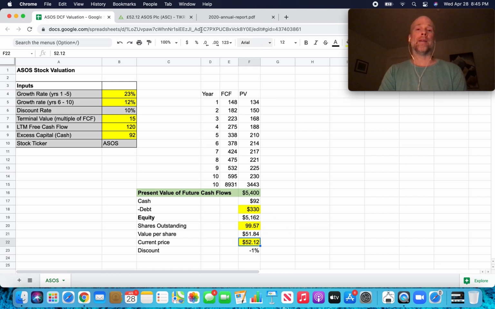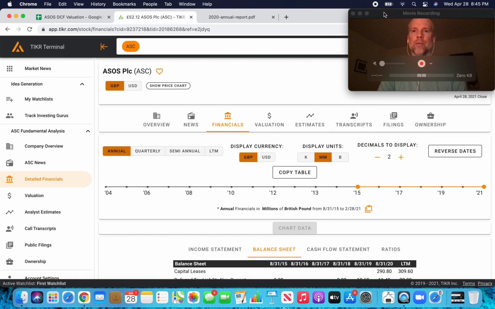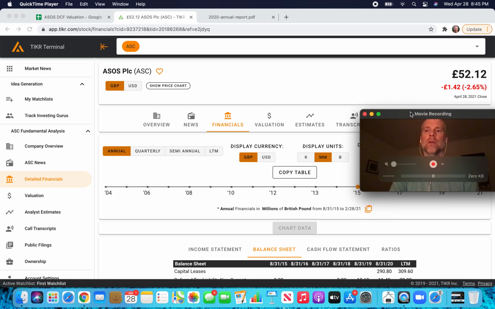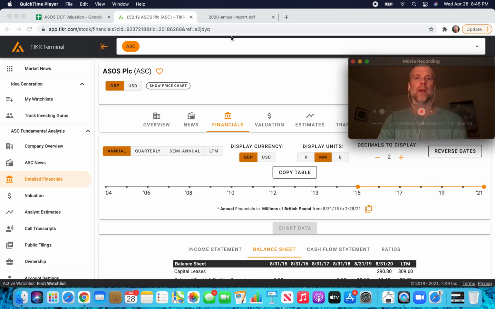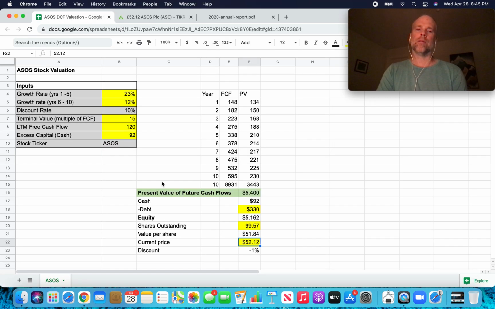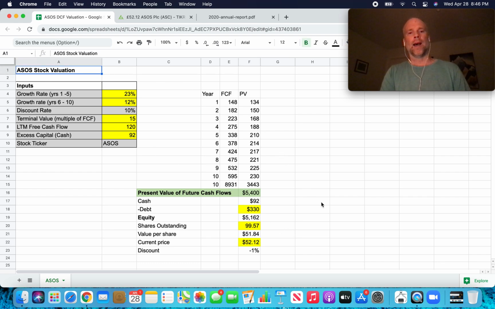The current price we can see here is, let me move this right back here, 52.12 British pounds, okay? 52.12. So we are effectively there. We're at fair value based on my assumptions in this discounted cash flow valuation for ASUS. So that's great. That's intriguing to me.